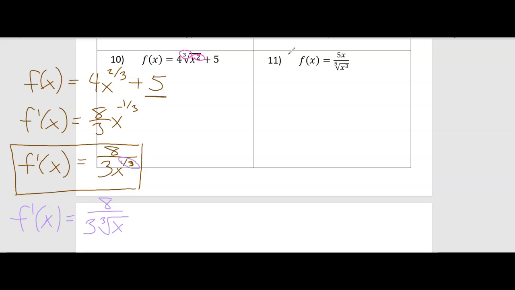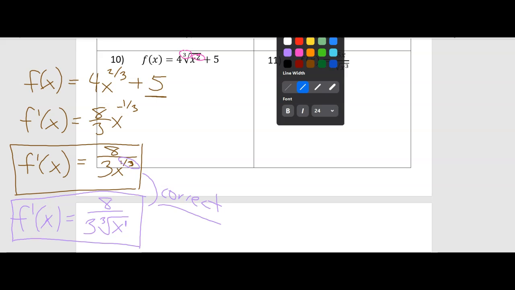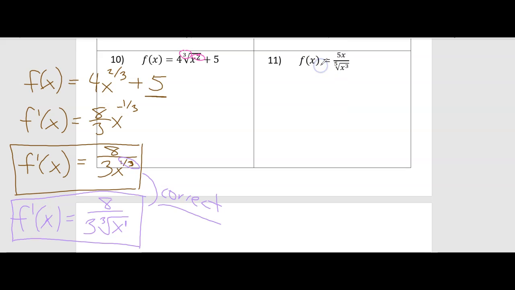The denominator ends up being our index, and the numerator ends up being our power on the x inside the radical. So both of these answers are correct. You need to know how to do both, just in case you have to rewrite your final answer in a specific form. Okay, let's look at number 11, and then we will be out of here.